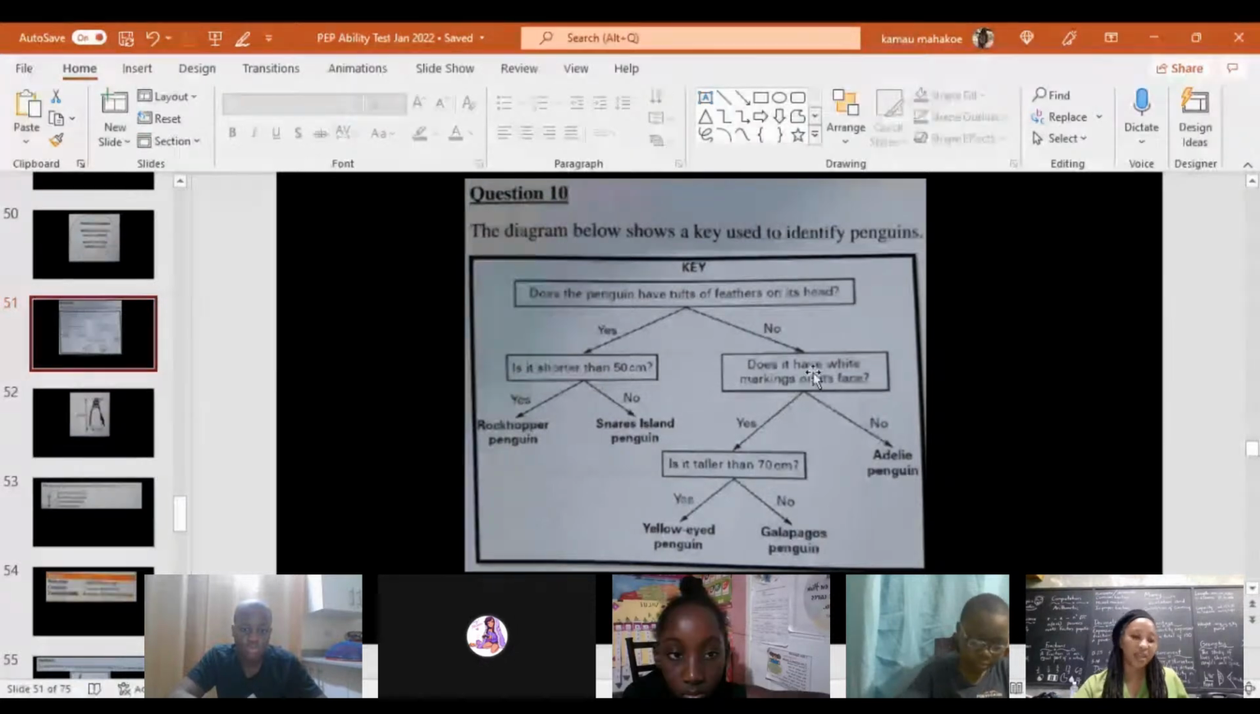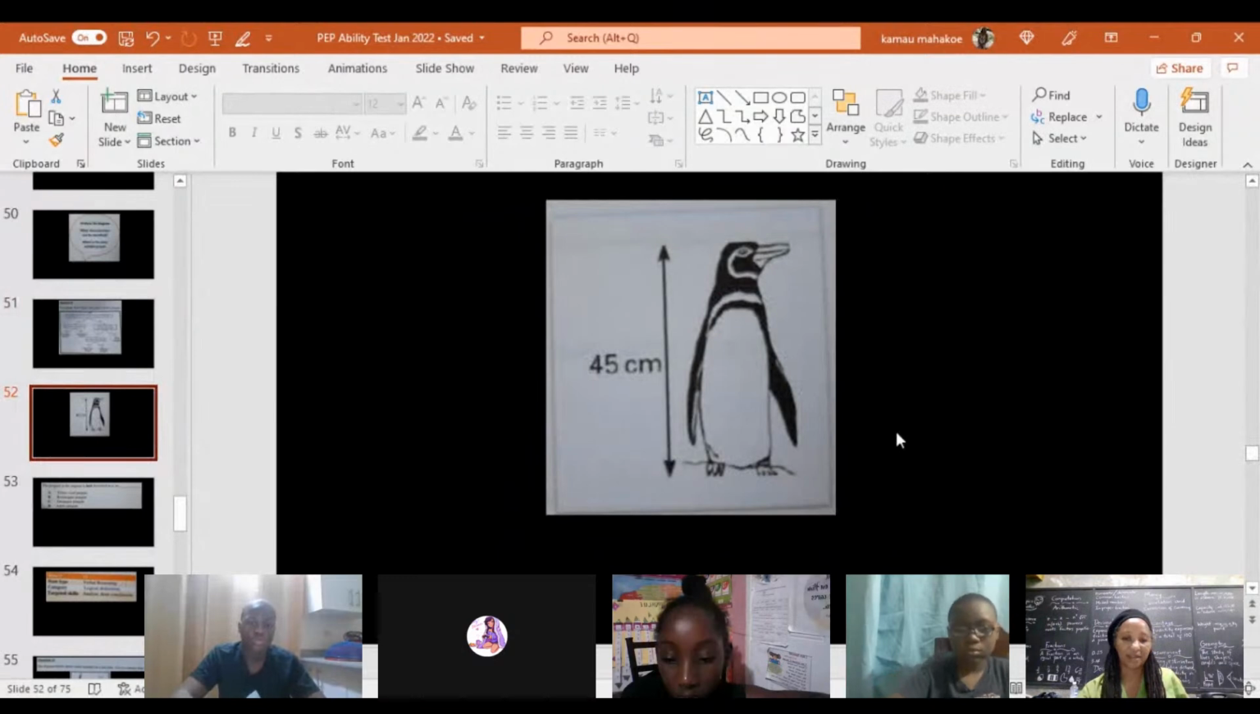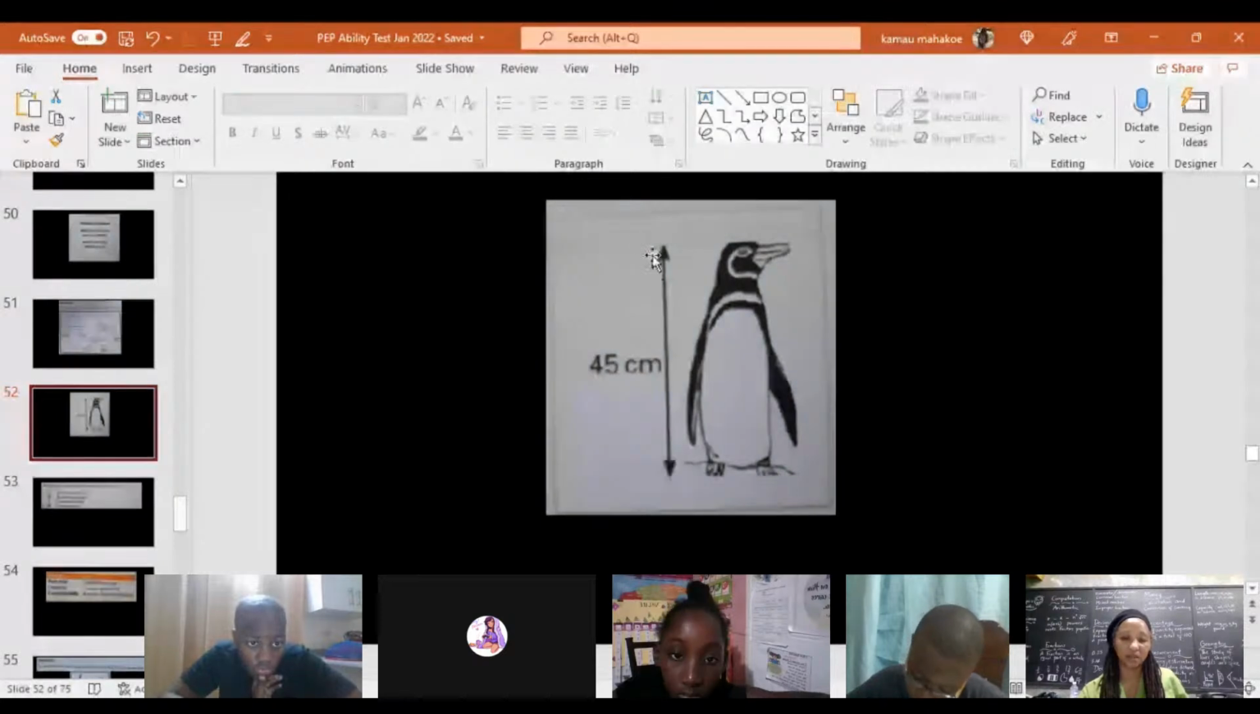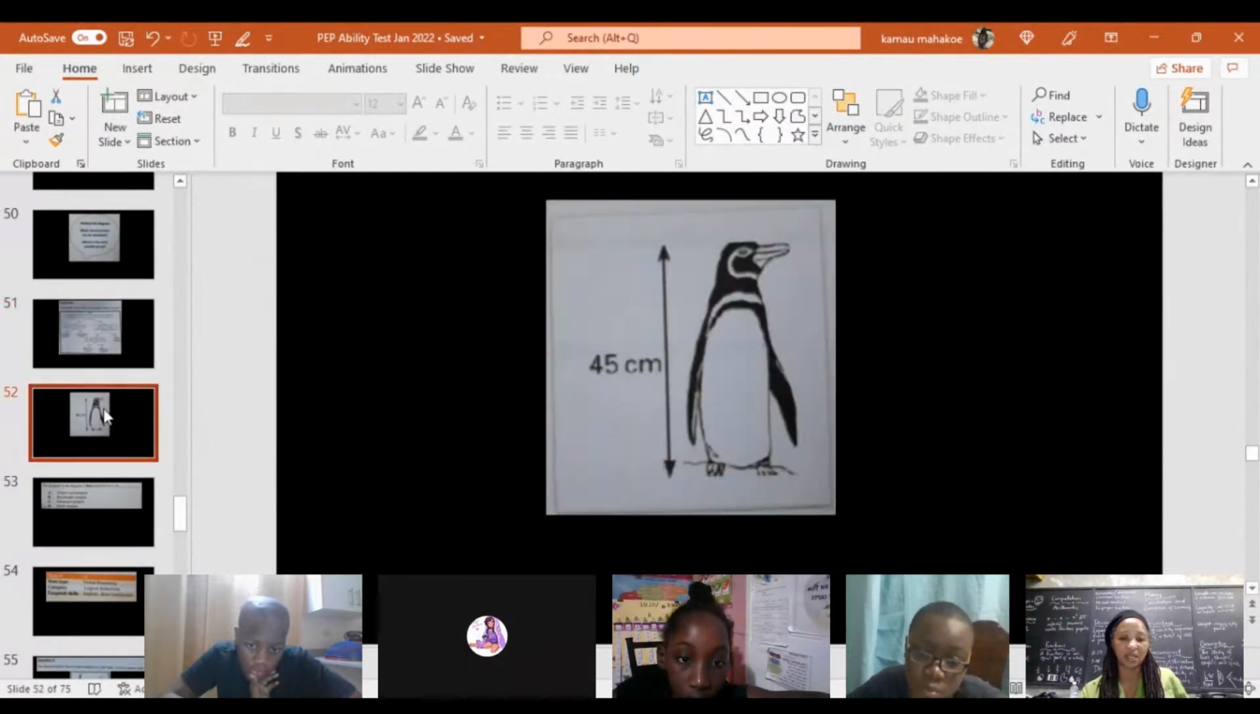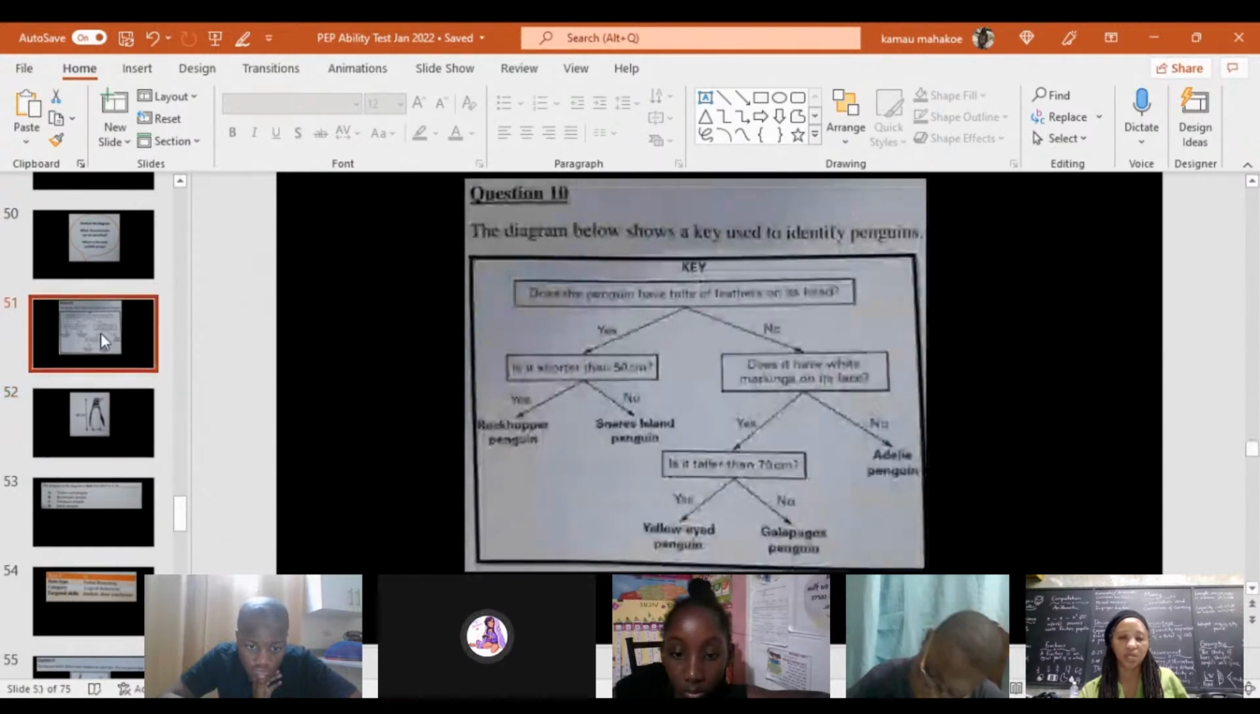All right. So here is the penguin that they want us to identify. This penguin is 45 centimeters tall. So let's go back and see. Does the penguin have tufts of feathers on its head? No. So we'd go over to no, right?